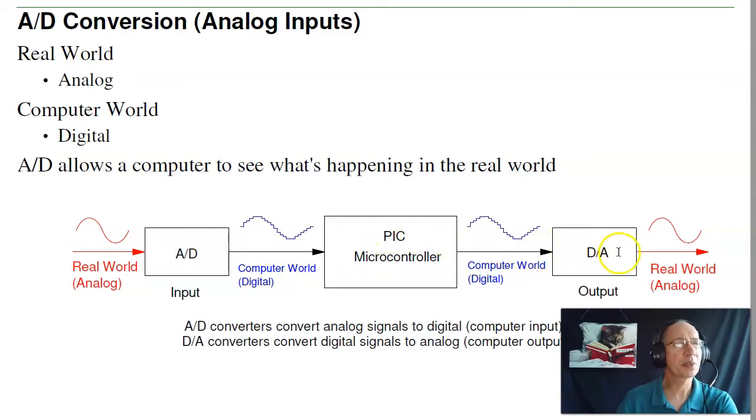There's also a D to A output. We'll be covering that in a day or two. That converts the PIC output, digital, back to the analog world. So I can output a sine wave, square wave, vary the speed of a motor, things like that.